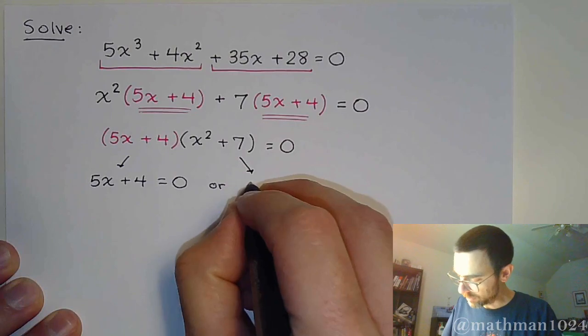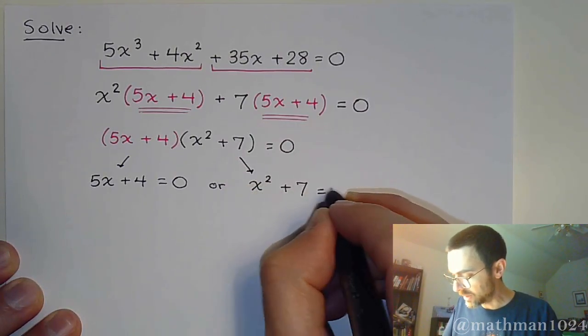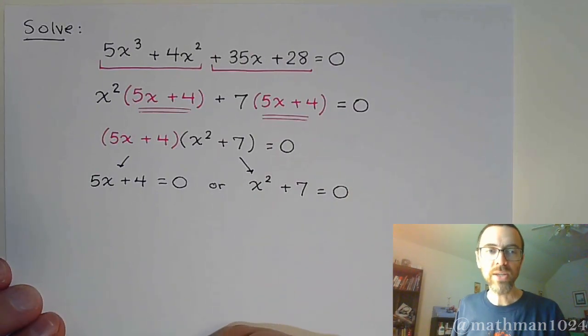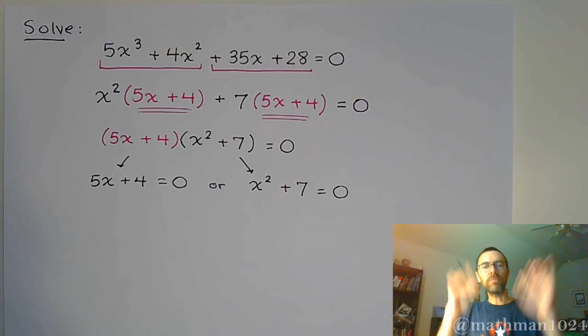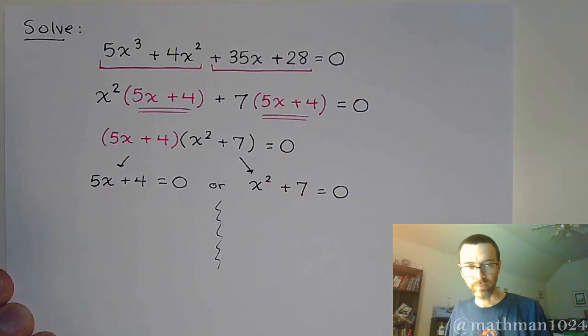Or x squared plus 7 is equal to 0. Look at these as two smaller, separate equations. You don't need to worry about the big 4-term polynomial at the beginning. Worry about these two small guys right here.